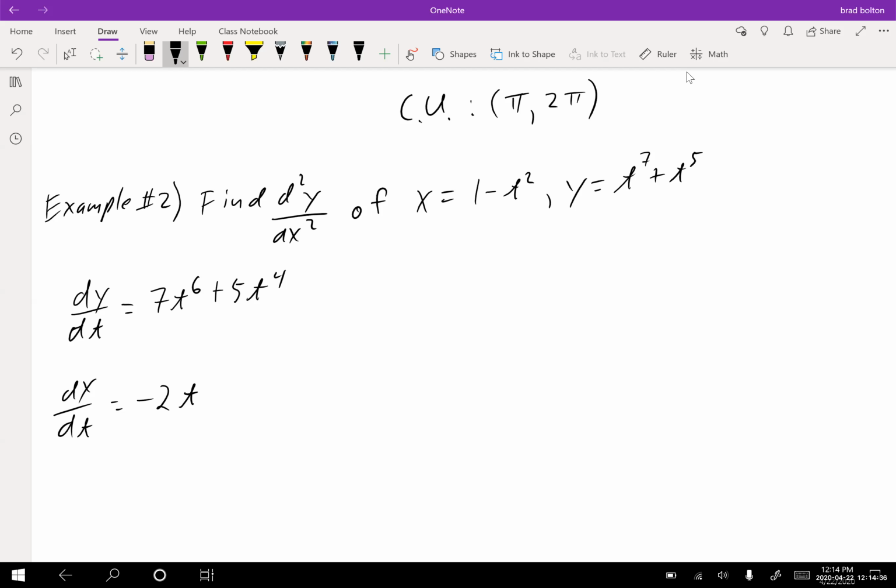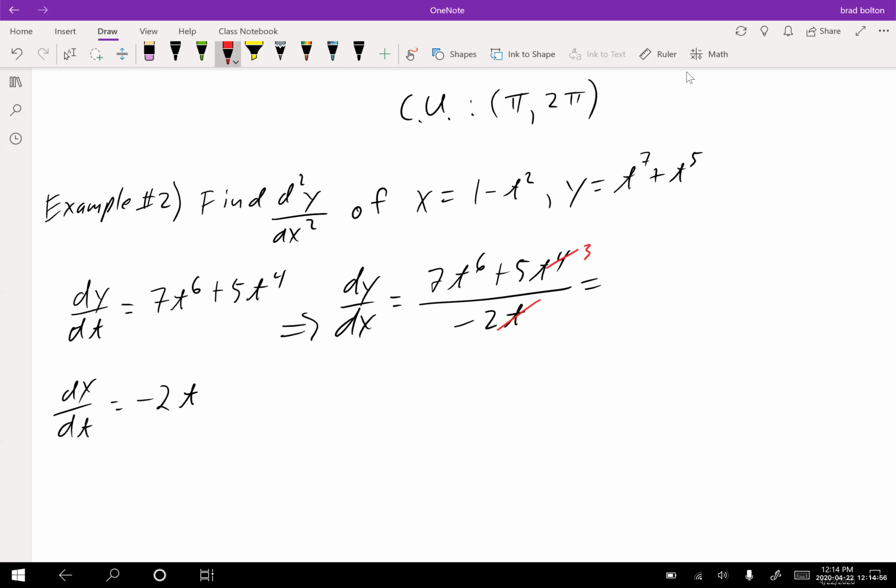Then I'm going to find dy dx, which is equal to 7t to the 6th plus 5t to the 4th divided by negative 2t. Let's clean this up a little. I can take a t from this and it becomes t to the 5th, and take a t from that and it becomes t cubed. Then I can throw the negative on top.